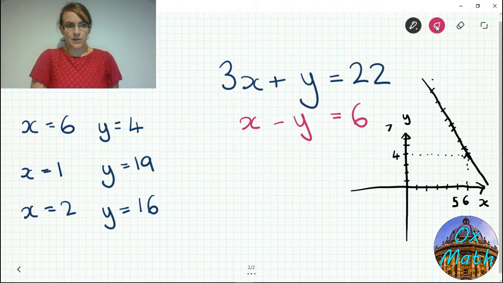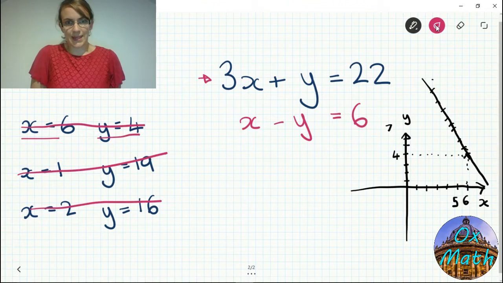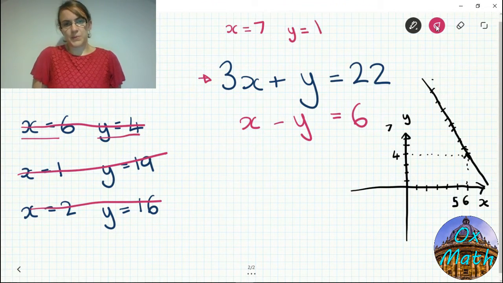For example, our solutions x equals 6 and y equals 4 work for the top equation, but they don't work for the bottom relationship because 6 minus 4 is 2, so that rules out that possibility. It also rules out 1 and 19, 2 and 16. The actual pair of values that would work in this case are where x equals 7 and y equals 1.